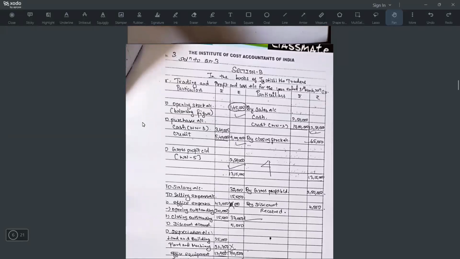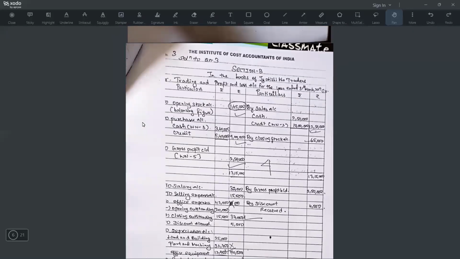Okay. I have good clarity on the single entry system. And one more thing, many of the students feel that ICMA does not provide any step marks. This is completely wrong. I will prove it to you. They will check each and every step and they will provide you the marks.